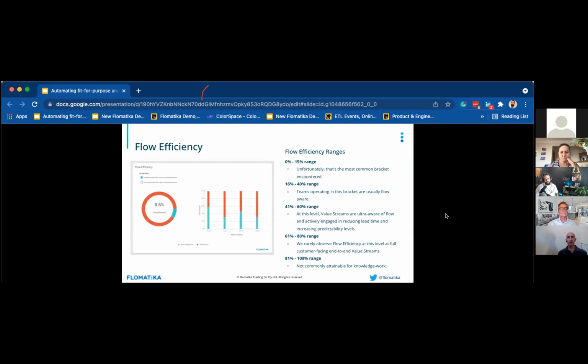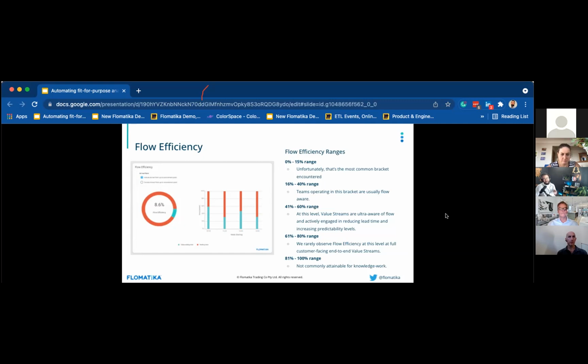The other thing that is usually part of that is flow efficiency, which is the ratio between value adding time and waiting time. And in here, we can understand what the current flow efficiency is, what the flow efficiency is over time, and then you can understand ranges of flow efficiency. This is a heuristic that I've been using for a while, trying to put that together. Because when you look and say, well, my flow efficiency is 8.6%, what does that mean, right?